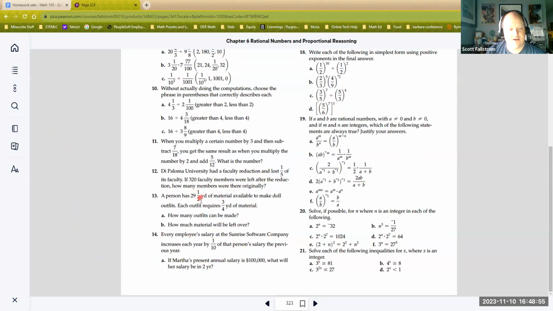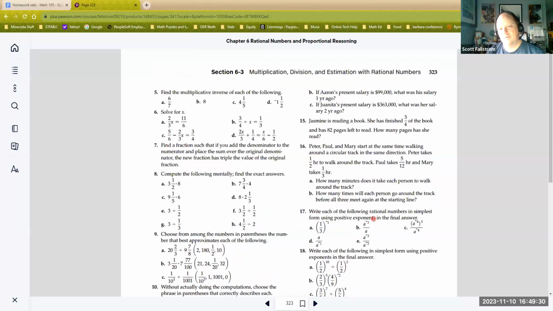Let's see here. 29.5 yards of material to make doll outfits. Fantastic. Each outfit requires 3/4 yard of material. How many outfits can be made? How much material will be left over? And when it says how many outfits can be made, there might even be a fraction of an outfit that was made. Maybe you couldn't make the whole last outfit. And so I want you to be able to answer a question like this. I do enjoy a question like this on the test as well, because this repeated subtraction model leads to the most mistakes, even though it's the most common one for people to draw.